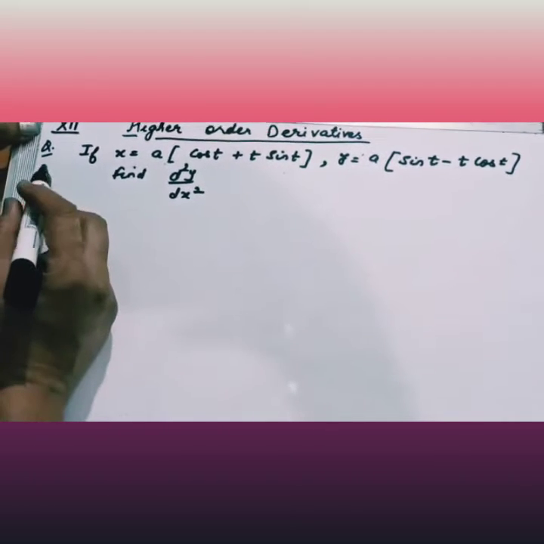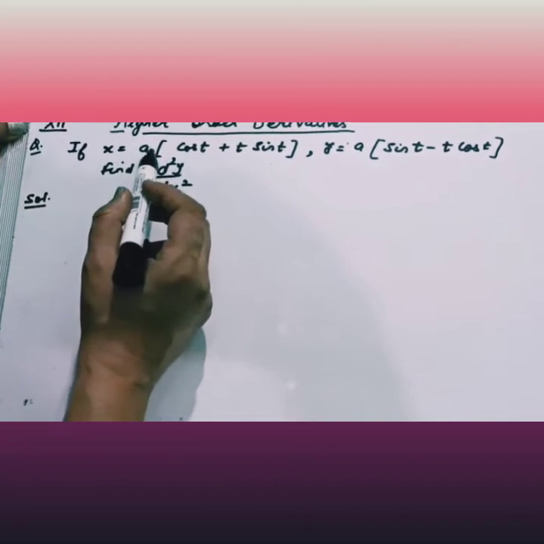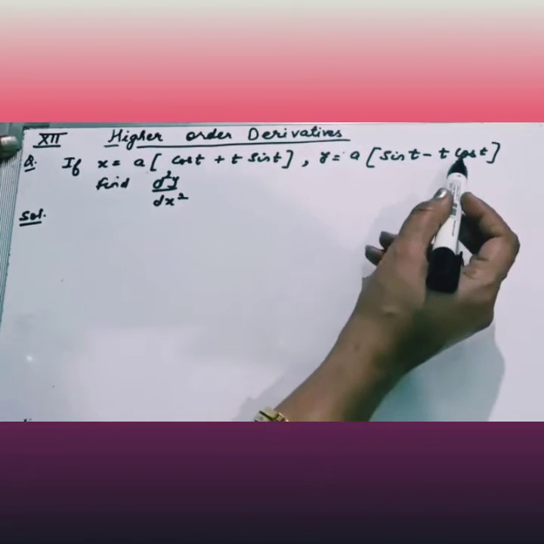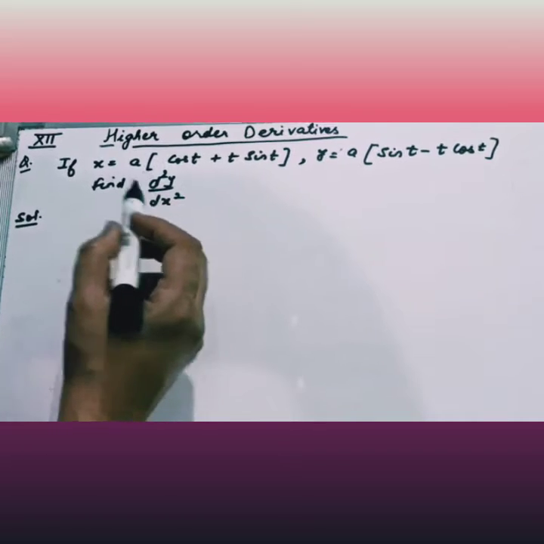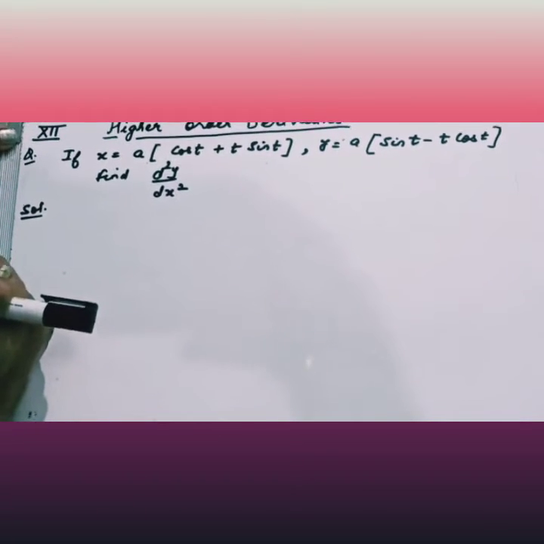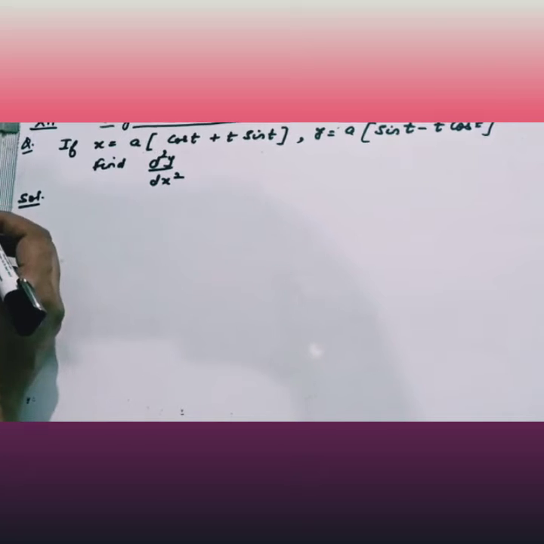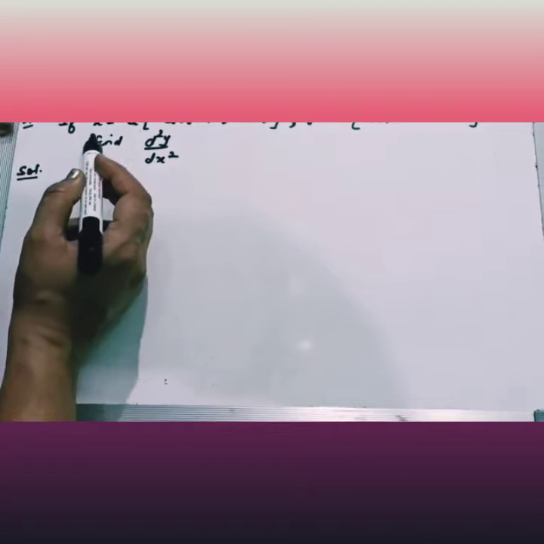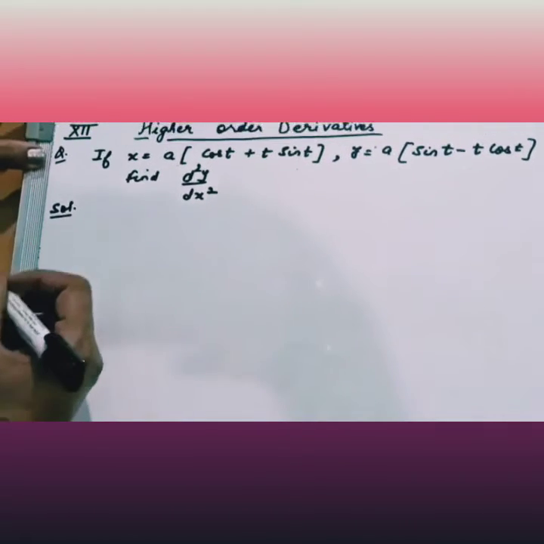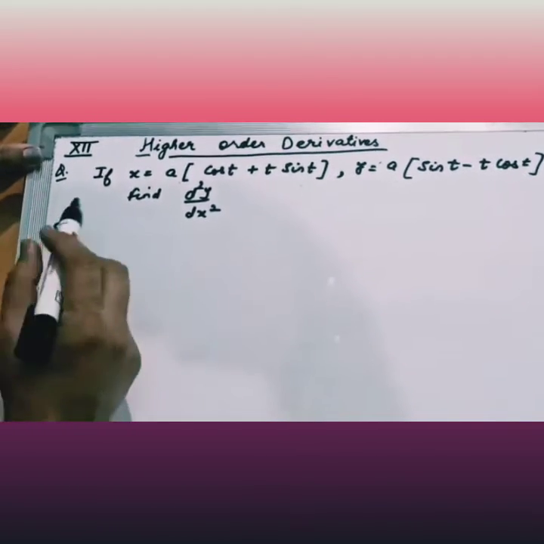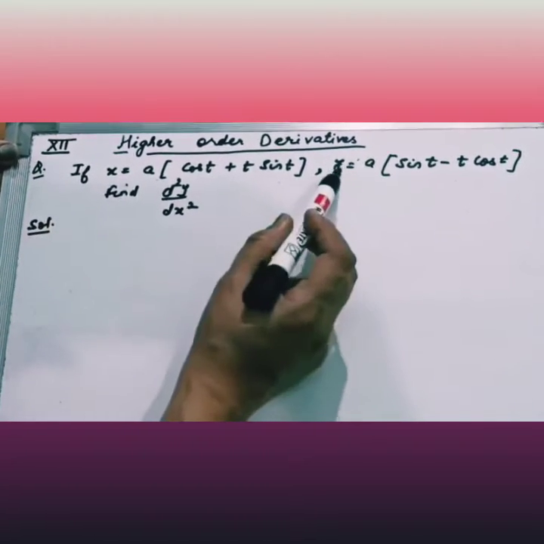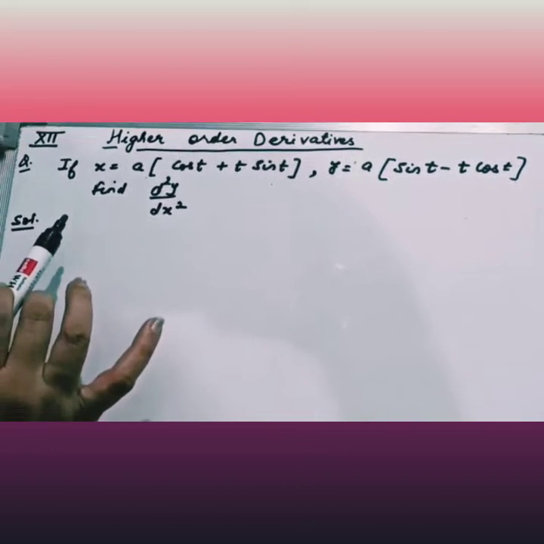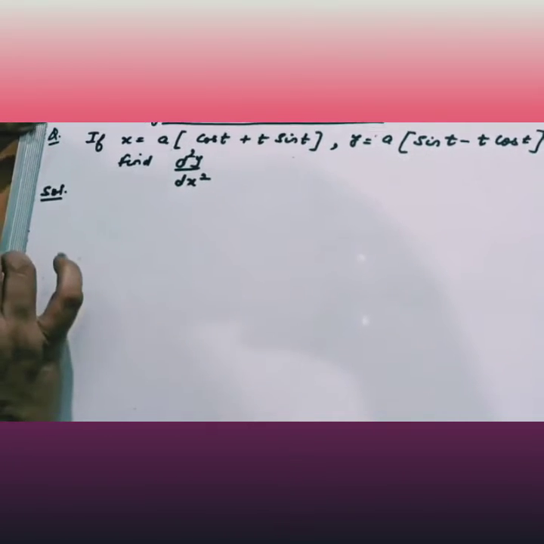Now in the next example, suppose x is equal to a cos t plus t sin t and y is equal to a sin t minus t cos t. And the question is, find the second order derivative of y with respect to x. This is the question in your miscellaneous exercise. As we have already done parametric differentiation, our first step is to find dy by dx. It's not the situation that we differentiate x 2 times and y 2 times and then divide. That is not the concept. First you have to find dy by dx and then you have to differentiate it again.